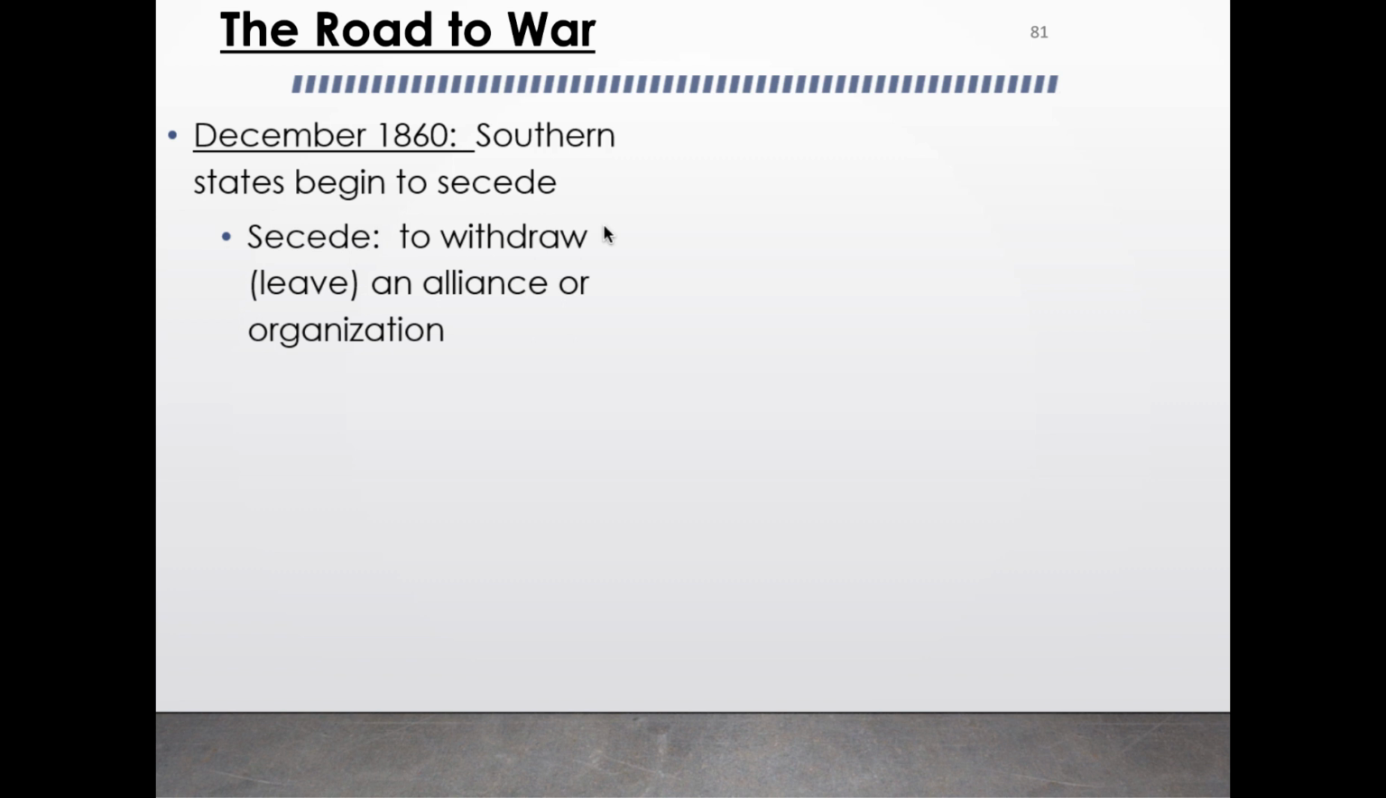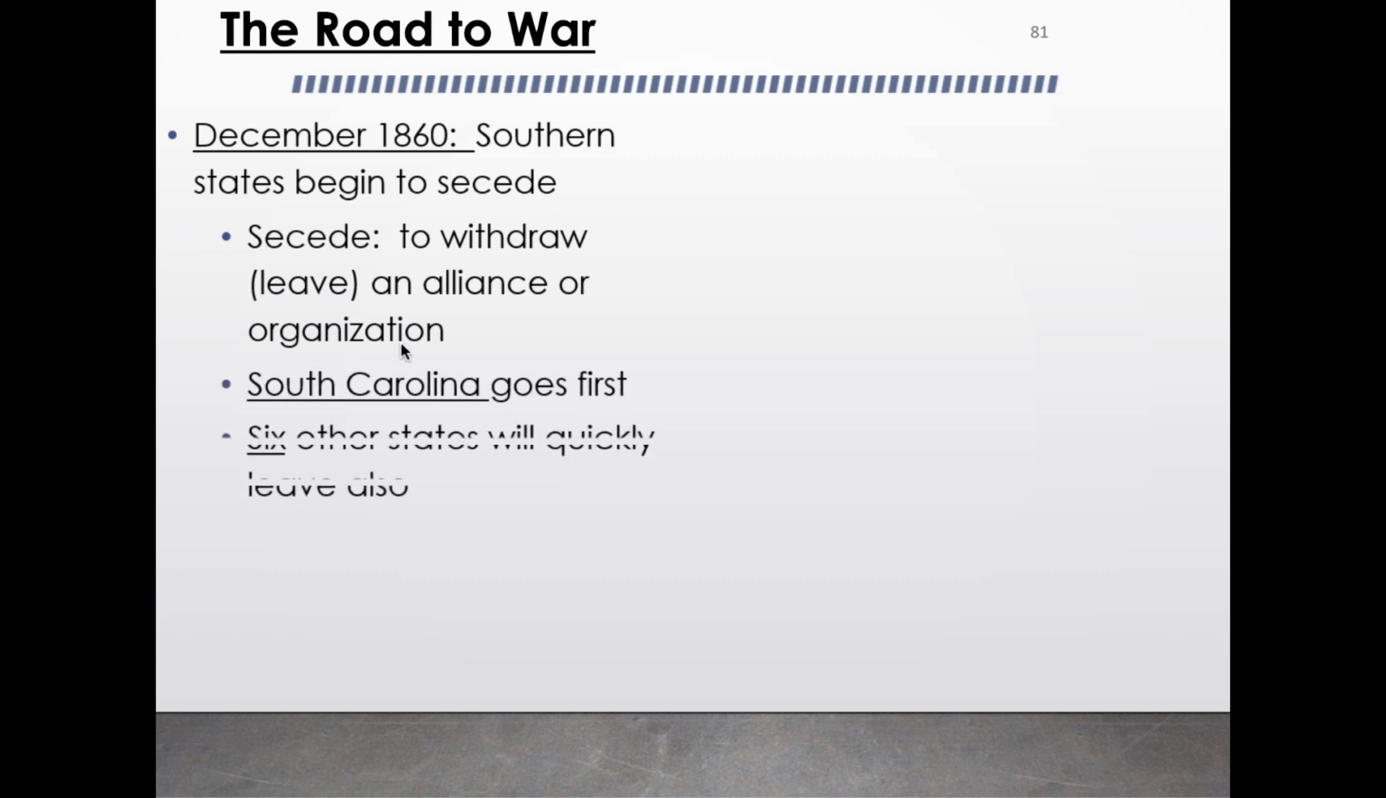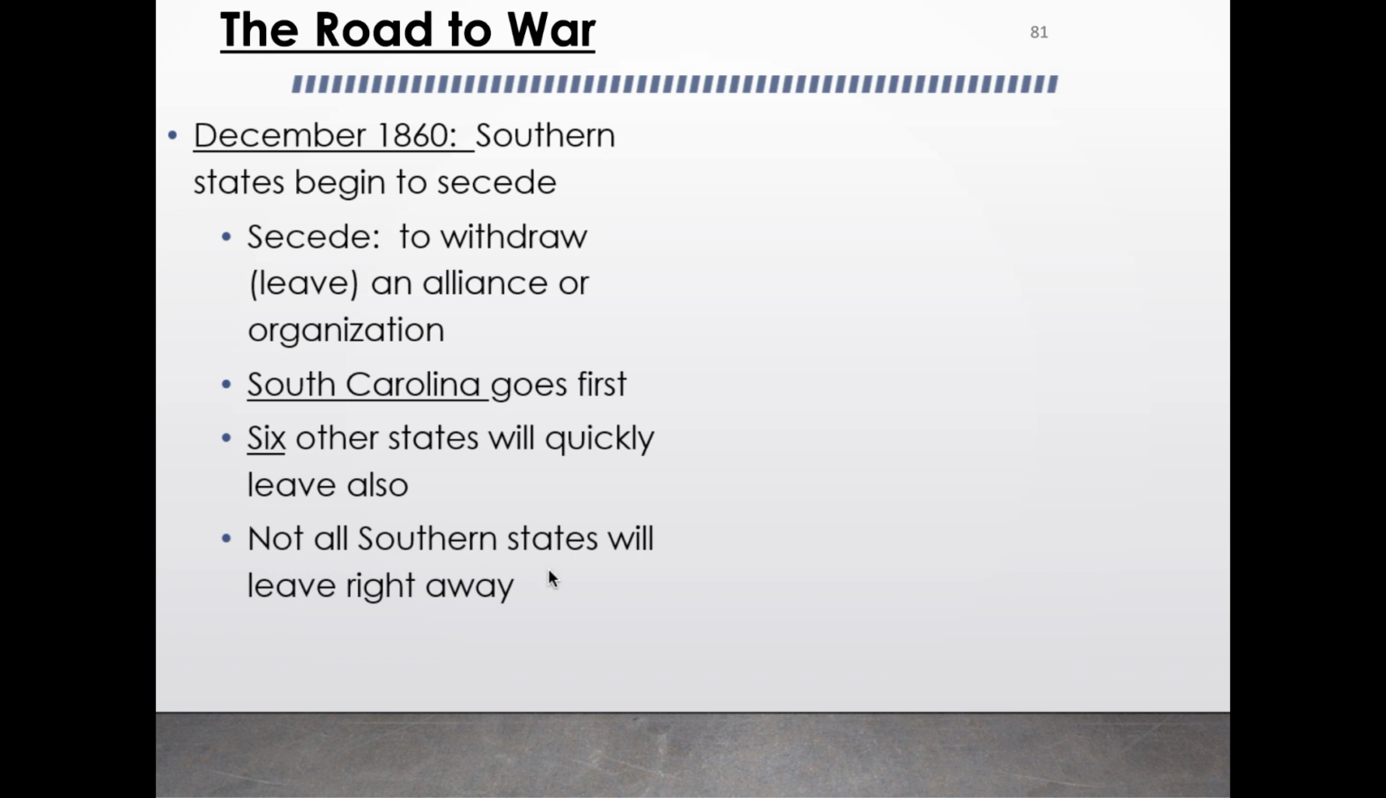Definition for secede means to withdraw or leave an alliance or organization. I think you guys know this, but just in case, when we say the South left the country, this isn't physical movement. The Southerners didn't pack up their stuff and move. What they're saying is our states are no longer a part of the United States. They're withdrawing. South Carolina was the first to go. 6 other states will leave quickly also. I'll show this to you guys on the map in just a second. And we'll see also on the map, not all of the southern states will leave right away.